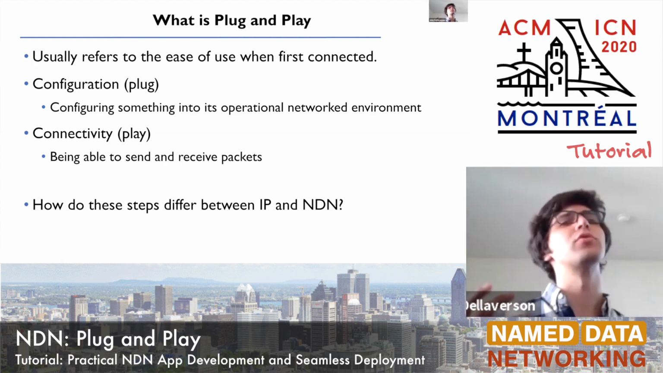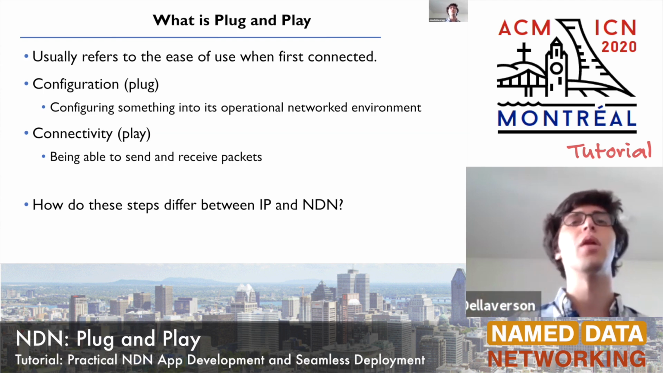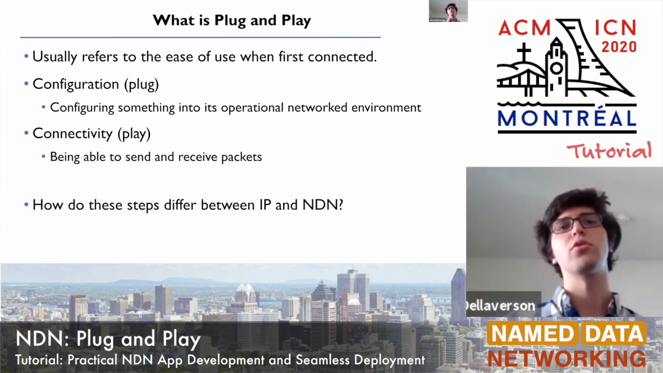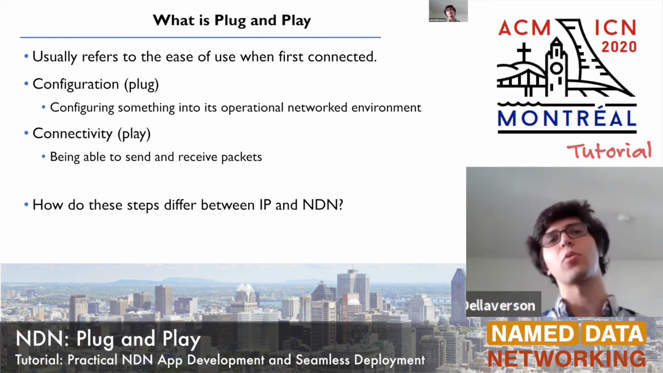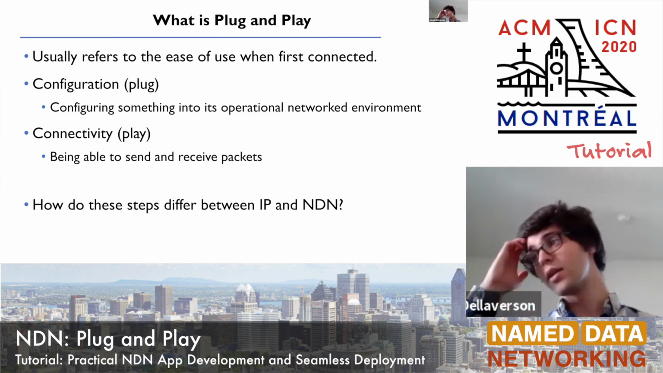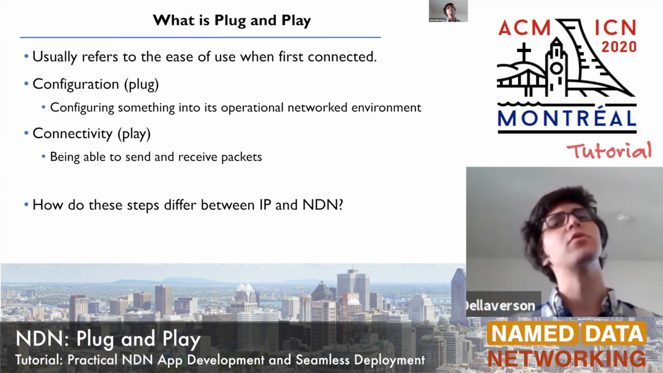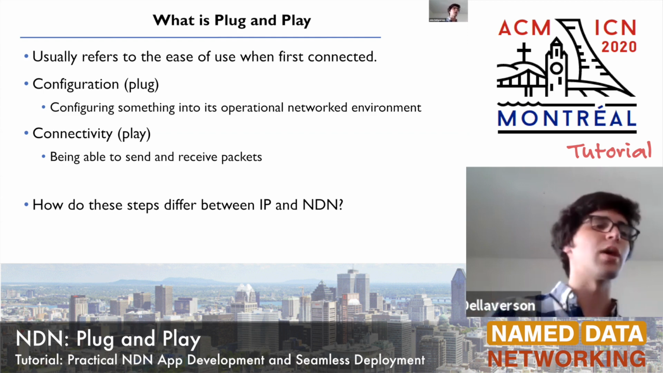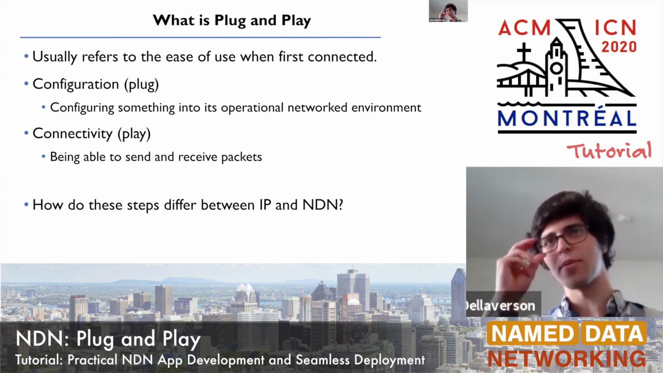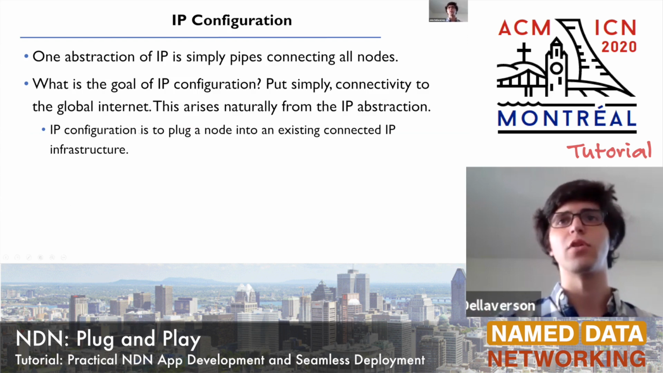And we're separating this into two stages. First, configuration. This is the plug step. This is actually configuring something into its operational network environment. And then connectivity, which is being able to send and actually receive packets. We hope to examine how these steps differ between IP and NDN, learn something from it, and present our work on the topic. So with that in mind, let's move into IP configuration.